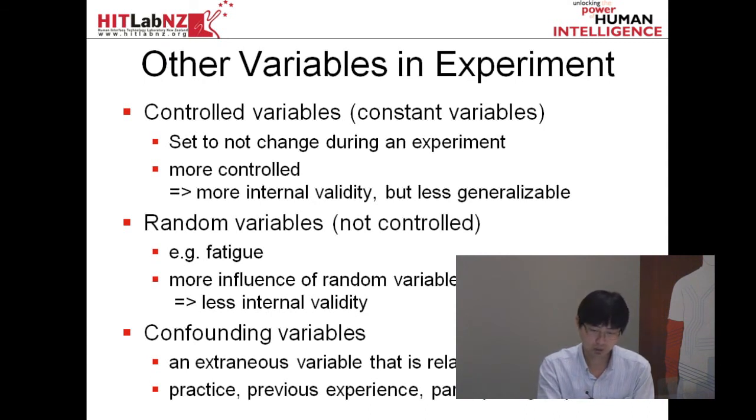One of the ways to deal with these random variables and confounding variables is to do random assignment. So one way to do it is to randomly assign the subjects. Those random variables could be evened out between the conditions by randomly assigning people, giving the same chance to different people with different random variables to be assigned to different conditions. In that sense, random assignment is very important when you're doing an experiment.